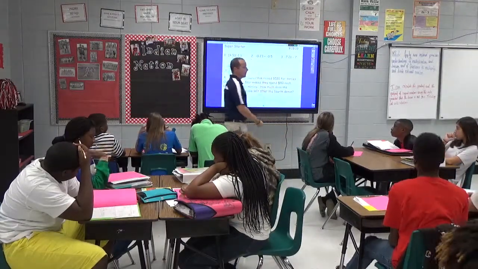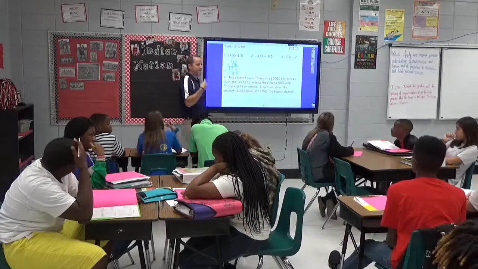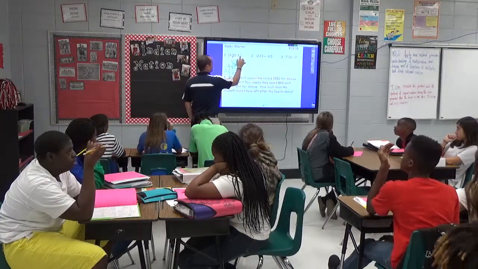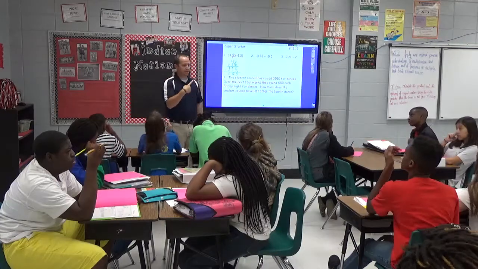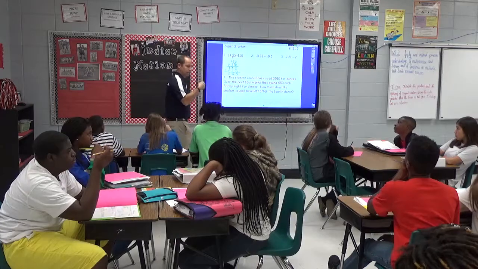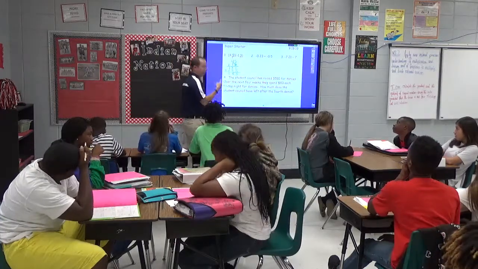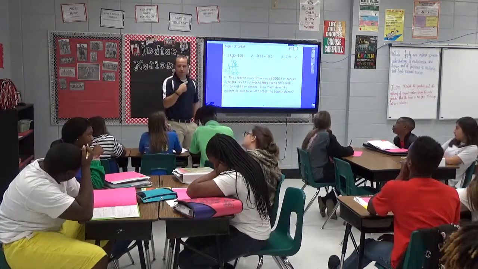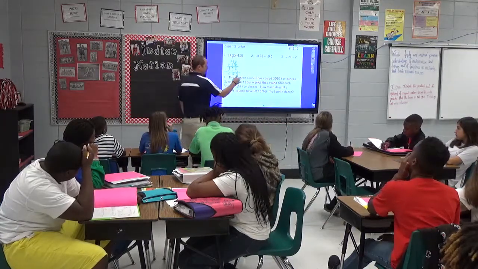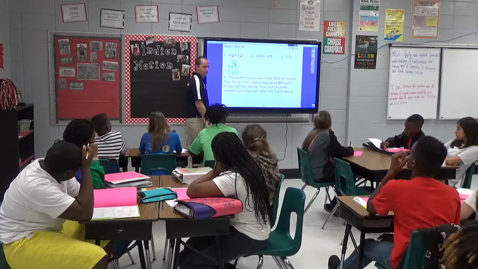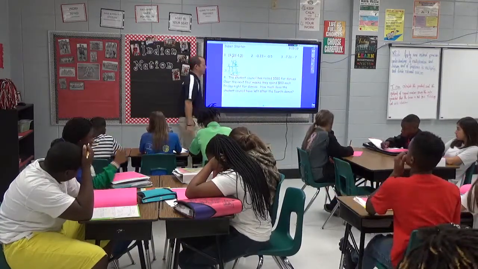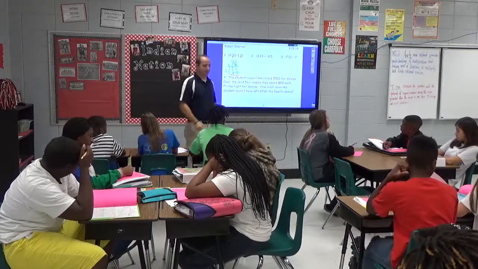Go back to the problem. How many digits are behind the decimal? 2. 1, 2. There's 2 behind the decimal in my problem. There should be 2 behind the decimal in my answer. Where's the decimal at in 585? At the end. We're going to move it to the right 2 places? No, to the left 2 places. So you should get 5 and 85 hundredths.